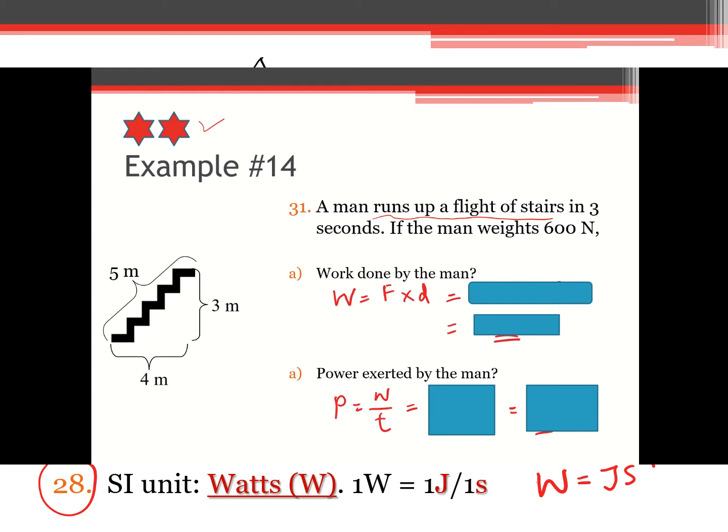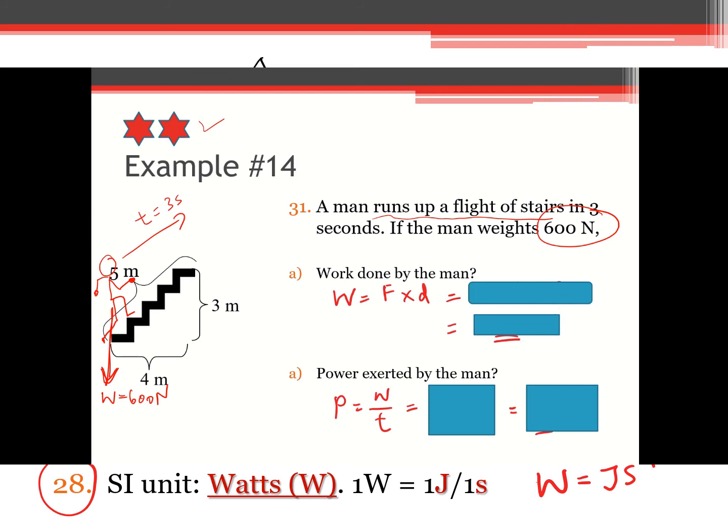So here I have a man running up a stairs. And what else did he say? He ran up the stairs in this flight of stairs in 3 seconds. So I know the T is 3 seconds. But if the man weighs 600 Newton, that's important, right? 600 Newton. That means I must draw a vertical arrow downward to show that the weight is 600 Newton.